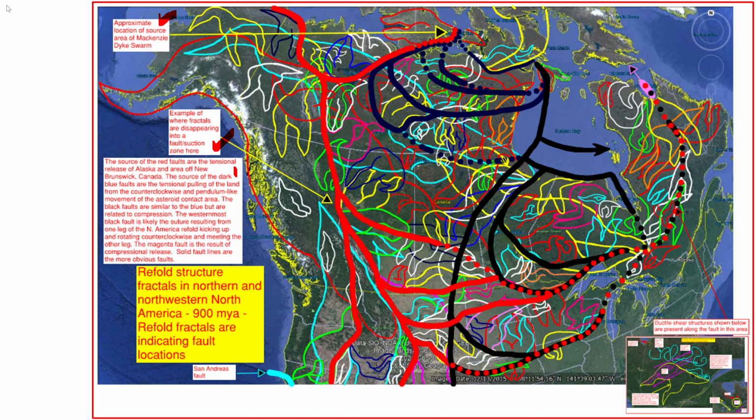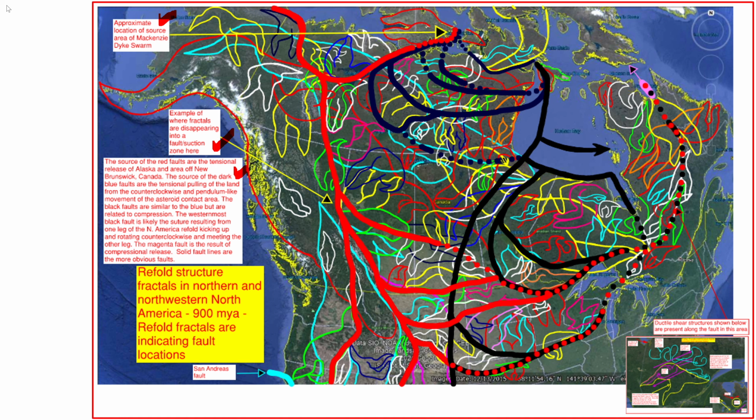All right, this text box. The source of the red faults are the tensional release of Alaska and the area off New Brunswick, Canada. The source of the dark blue faults are the tensional pulling of the land from the counterclockwise and pendulum-like movement of the asteroid contact area. The black faults are similar to the blue, but are related to compression.